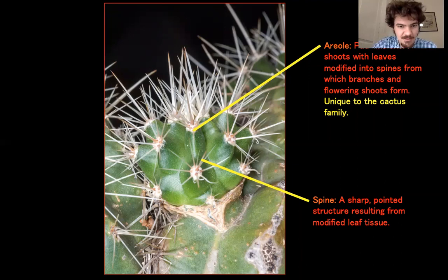These spines come from small pad-like soft or short shoots, often covered in soft wool, called areoles, and these are the growing points of the cacti. These structures are unique to the cactus family. They're one of the things that makes cacti cacti. And these are just short shoots where the modified leaves, the spines, as well as branches and flowers originate from.